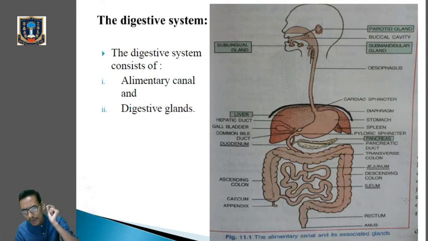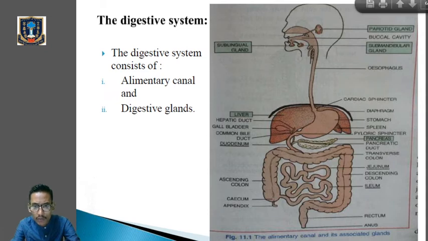Starting from the mouth to the anus, we'll find a long muscular tube, and that long muscular tube is mainly the alimentary canal. It measures about 9 meters long and is highly coiled. Can you see the coiled structure? Mainly the small intestine part is highly coiled. So from the mouth to the anus, that means from this part.